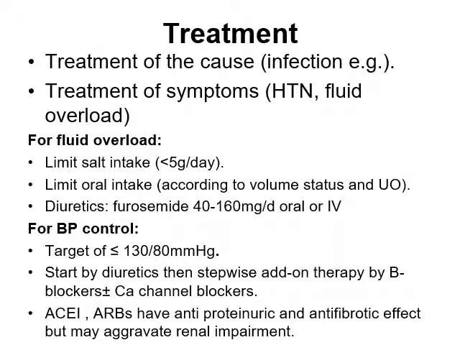What will be the line of treatment? First, treatment of the cause. Then treatment of the symptoms. We have fluid overload, so you have to restrict salt and water and give diuretics. We have to control blood pressure. The target should be less than 130 systolic and 80 diastolic. Start with diuretics, then stepwise add-on therapy with a beta blocker, plus or minus a calcium channel blocker. ACE inhibitors will also have antiproteinuric and antifibrotic effects, but may aggravate the renal impairment, so take care.